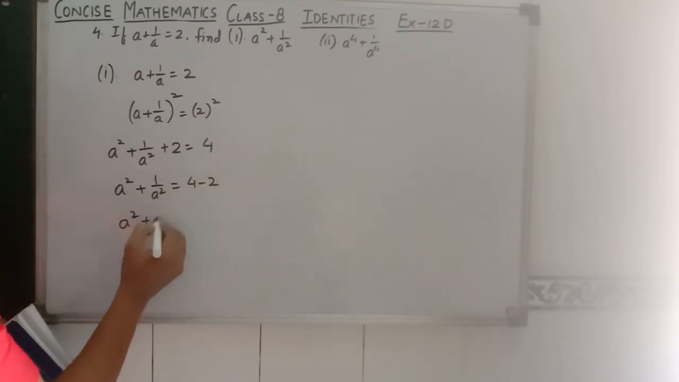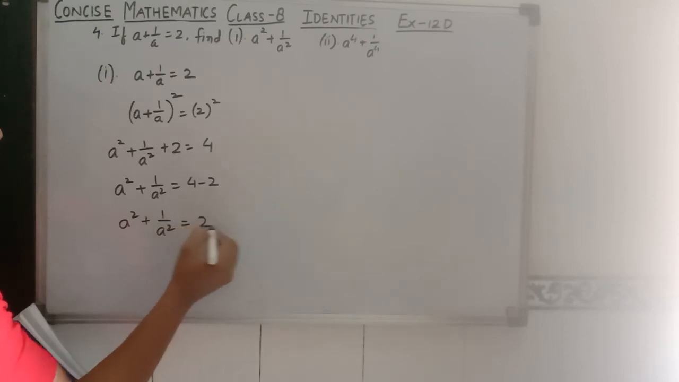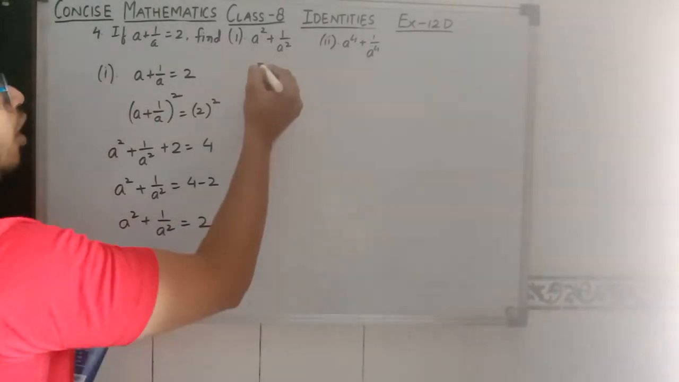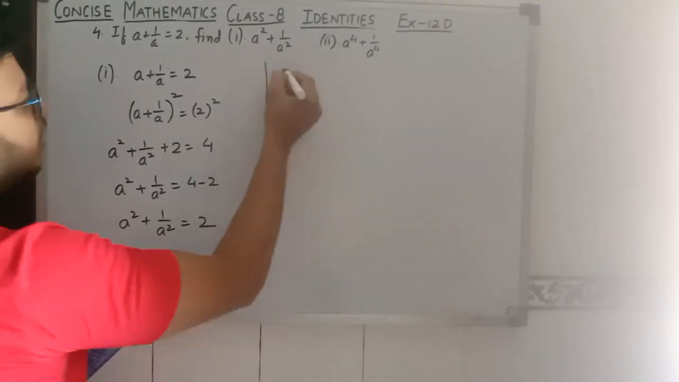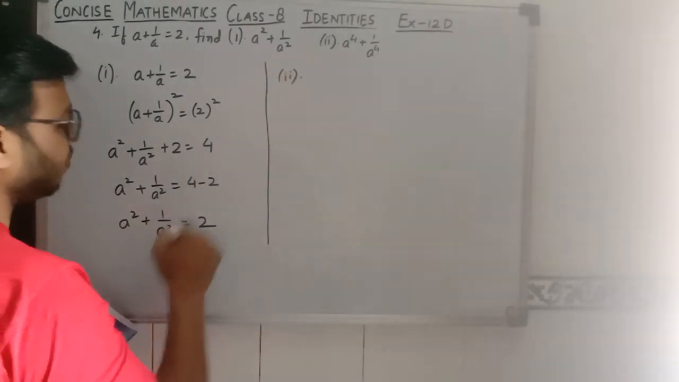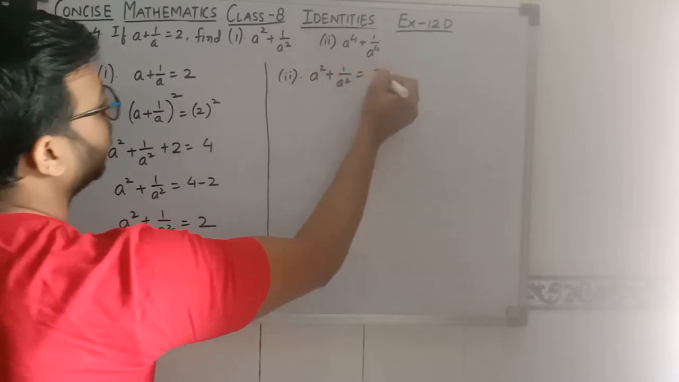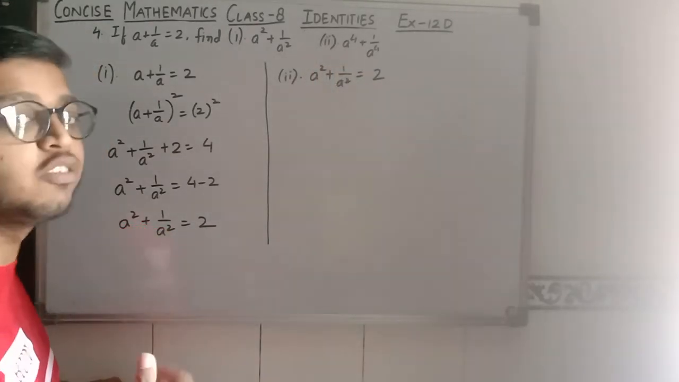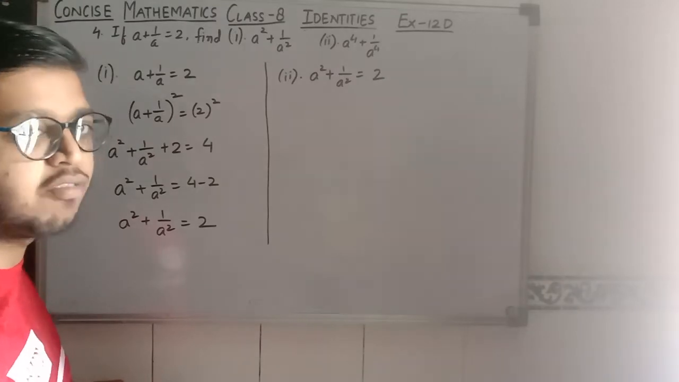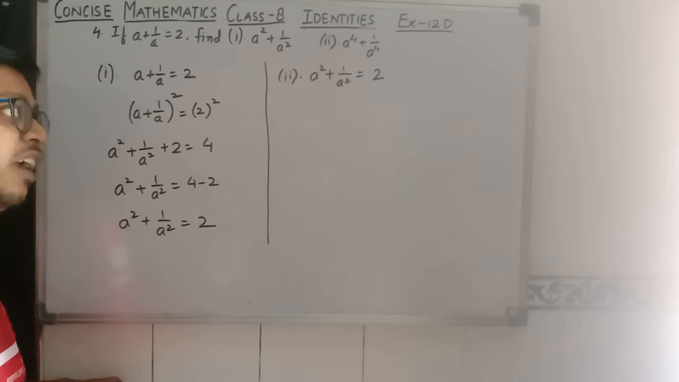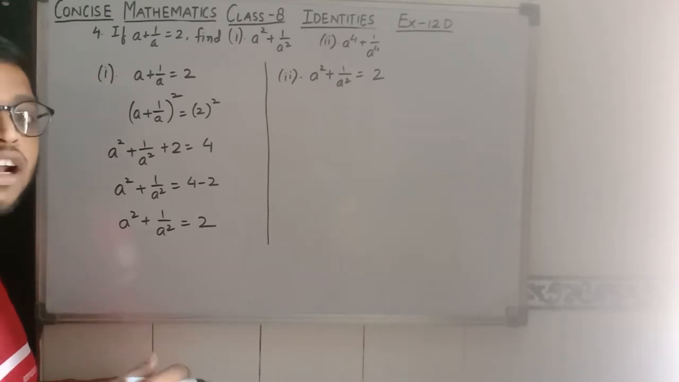So the overall answer will be a square plus 1 upon a square is equal to 2. So 2 is the final answer of this. Now for the second part, we have to use this method. We have to use this term, because 4 can come with the help of squaring the square. We have not studied any identity of power 4. That is why we have to make the square of square.